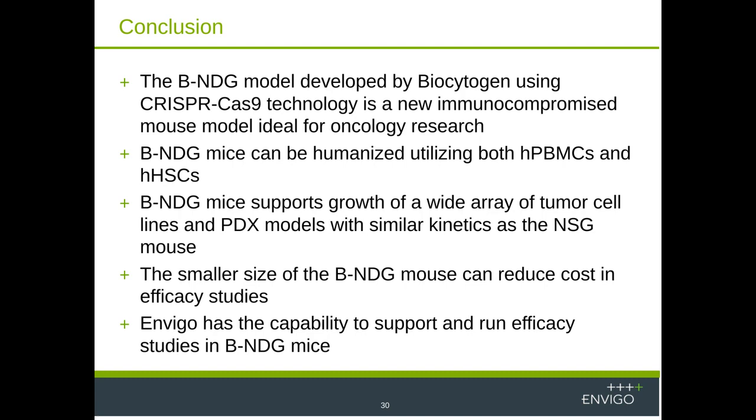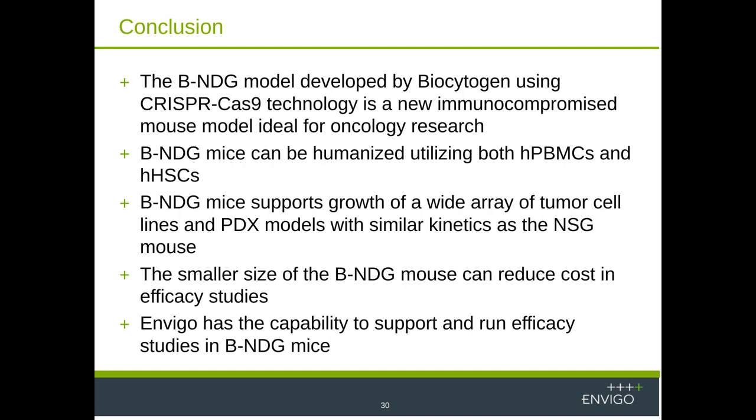And then, as I mentioned, if you're carrying out these long efficacy studies with daily dosing based on body weight, the slightly smaller size of the B-NDG model can help reduce cost based on compound and feed.